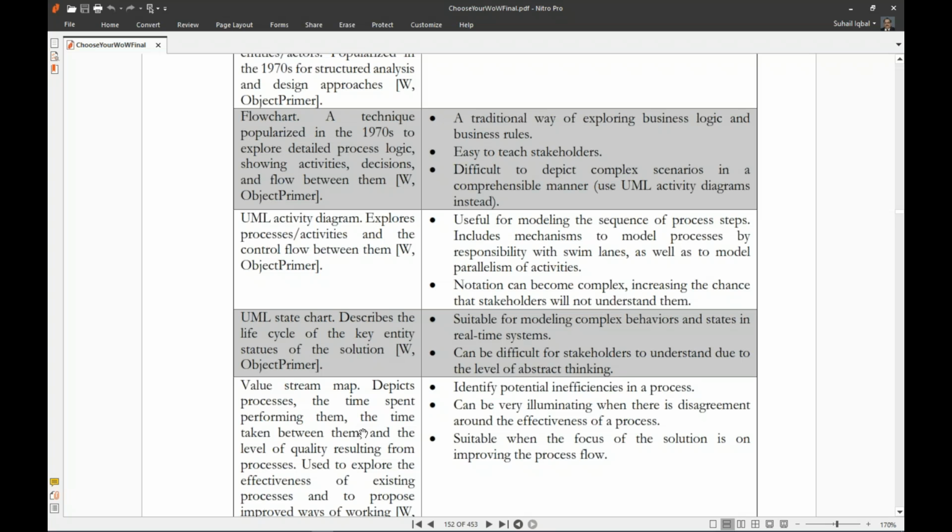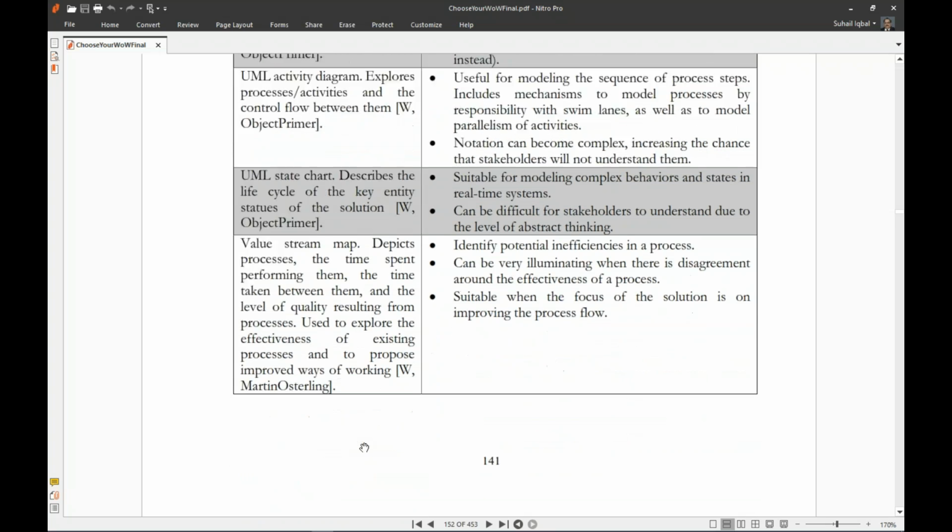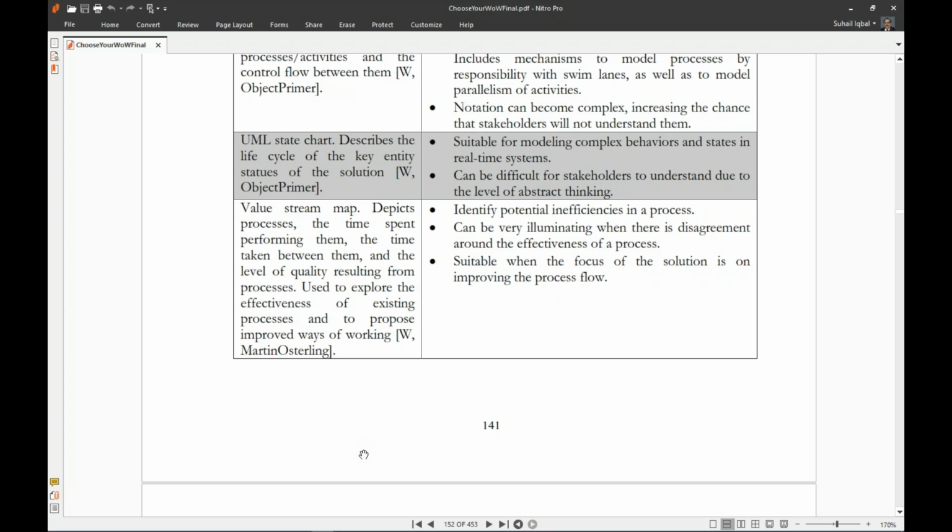Next is UML state chart. Describes the life cycle of the key entity statuses of the solution. Suitable for modeling complex behaviors and states in real-time systems, can be difficult for stakeholders to understand due to the level of abstract thinking.